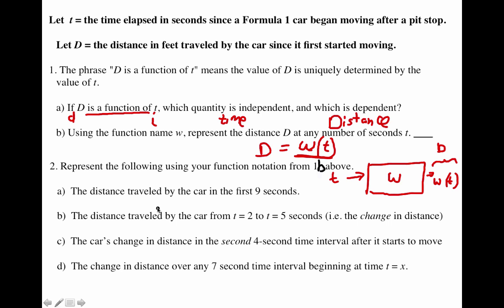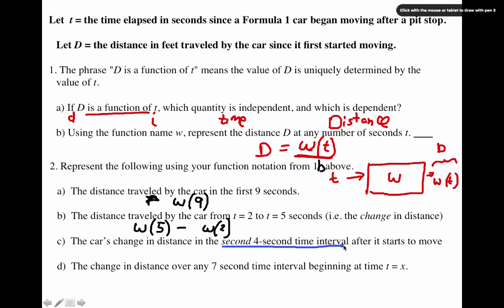Alright, what is the distance traveled by the car in the first 9 seconds? Well, we can use W of 9 to represent how far it moved in the first 9 seconds. What about from t equals 2 to t equals 5 seconds? Well, here's how far it traveled in the first 5 seconds. Here's how far it traveled in the first 2 seconds, so we have to subtract to see how much it improved.